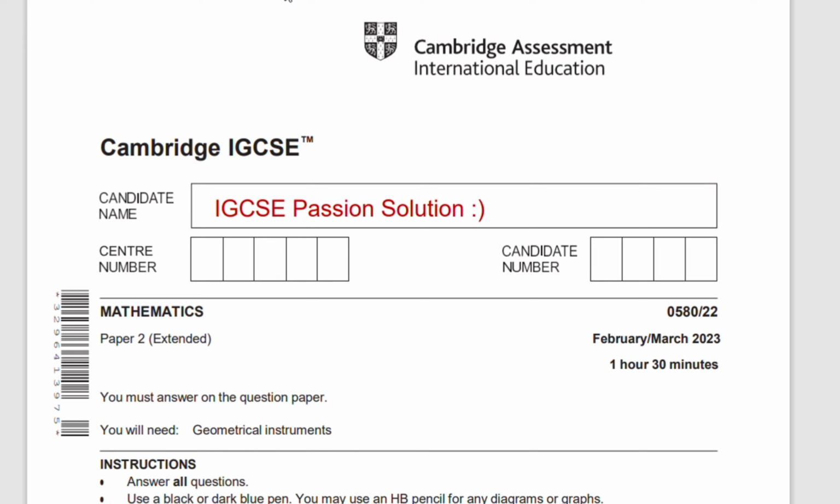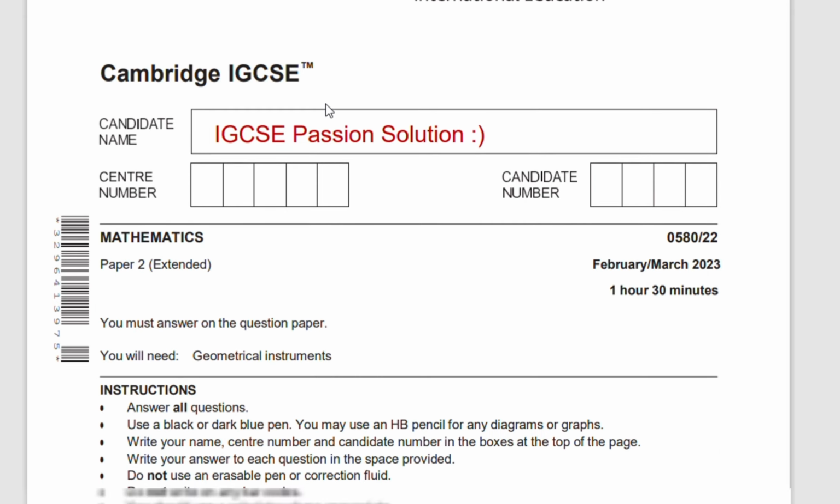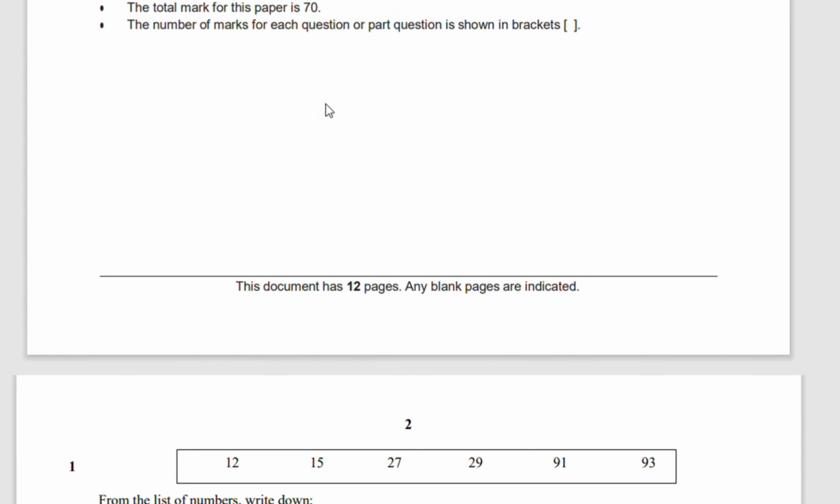For today, I'll be solving mathematics paper 2 from March 2023. I'll be solving till question 13 for today, and I'll be making part 2 for the past paper series for this paper. So let's start.